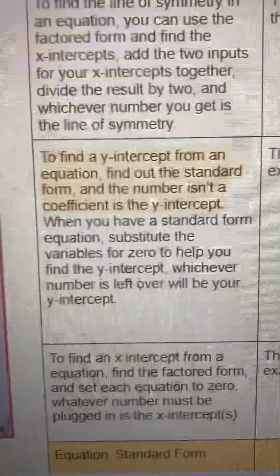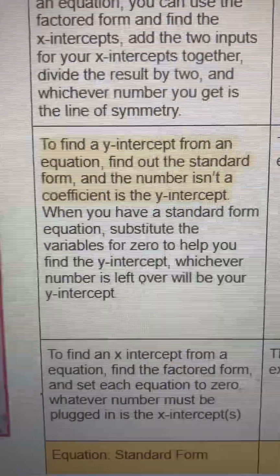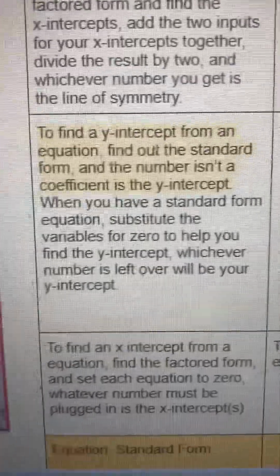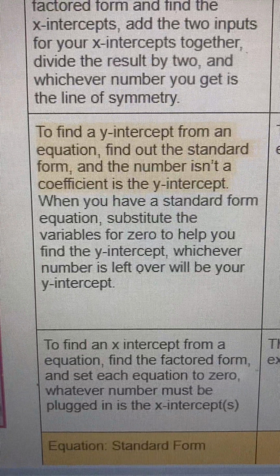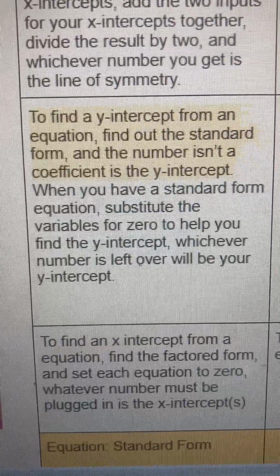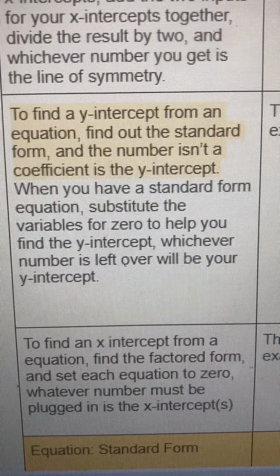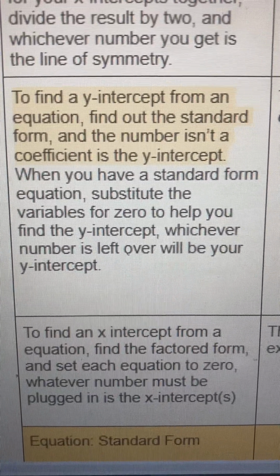Now, to find a y-intercept from an equation, find the standard form, and the number that isn't a coefficient is the y-intercept. When you have a standard form equation, you're going to want to substitute the variables, also known as the x's, for 0 to help you find the y-intercept. Whichever number is left over will be your y-intercept.